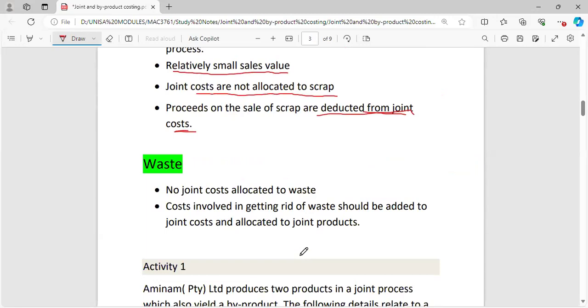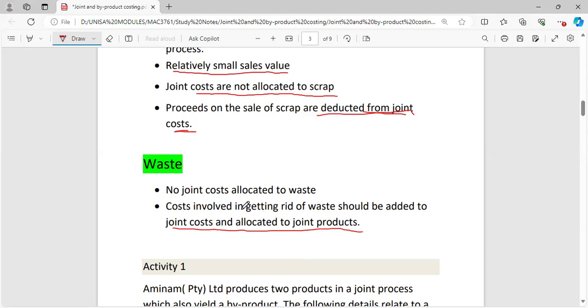Then waste, these are not going to be used in any way. Waste is going to be dumped. We dump the waste, so there is no joint cost allocated to waste. What is going to happen now is the cost of getting rid of the waste is going to increase the joint cost allocated to joint product.